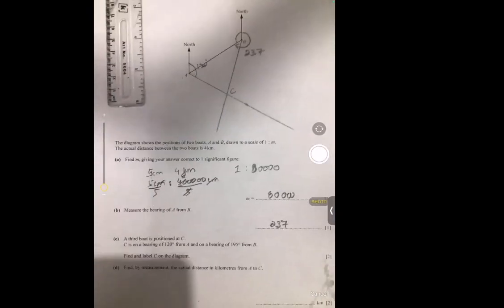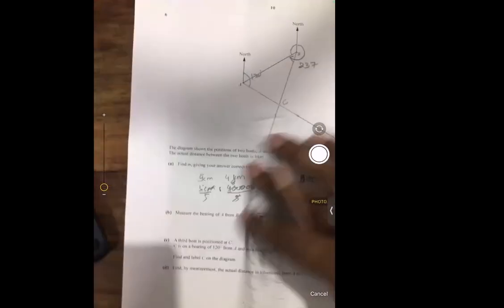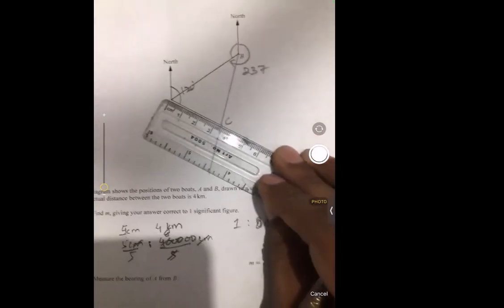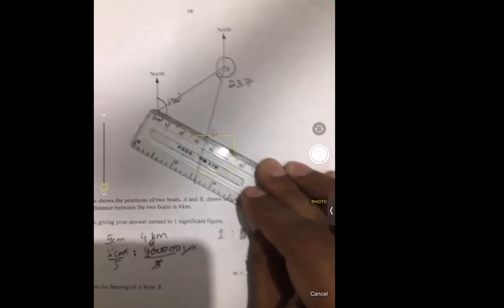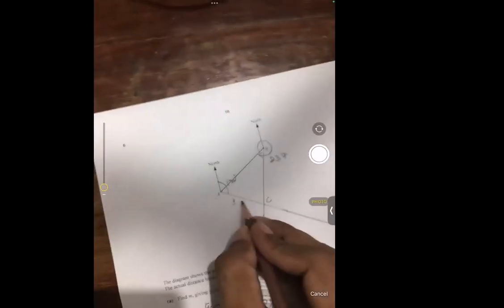Okay. Find by measurement the actual distance in kilometers from A to C. They're asking for the actual distance from A to C. So what I can do, we have a length over here of 3.4 centimeters. You can check, from A to C. It is 3.3, not 3.4. So the length over here is 3.3 centimeters.